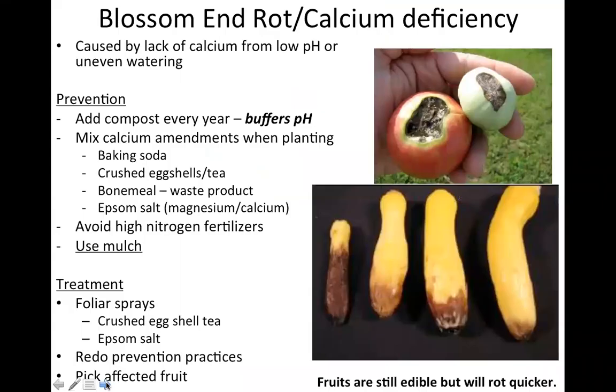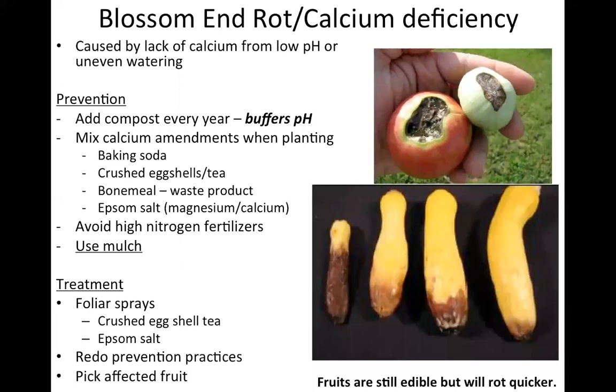Another common deficiency is a calcium deficiency. If you ever have fruit that suddenly has a big black or brown rot area on the squash tips or the tomatoes, you can still eat them. They're not going to last very long, and they're still going to taste good, but they're going to rot really quickly. That's called blossom end rot, and it's a calcium deficiency.